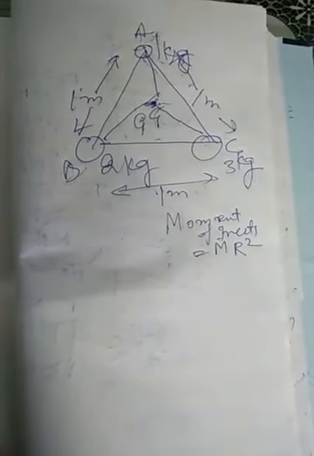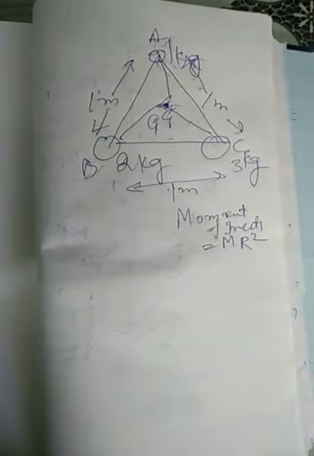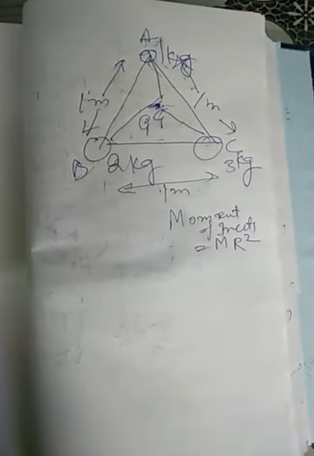Now, I think you have understood the problem, but I will repeat it again. A triangle is given, three masses of 1, 2 and 3 kg are given, and we have to find the moment of inertia with respect to G, the centroid. The triangle is equilateral and all sides are 1 meter each. The problem is very easy. First of all we have to measure the distances AG, BG and CG. That is the main problem.